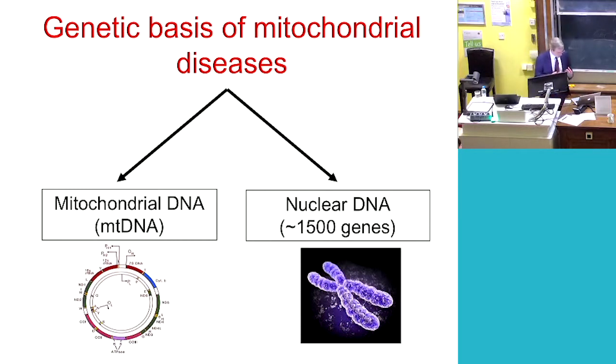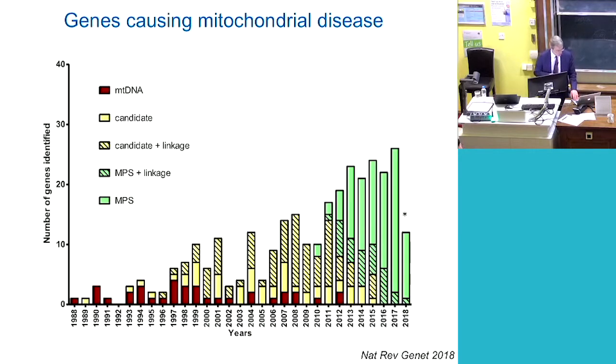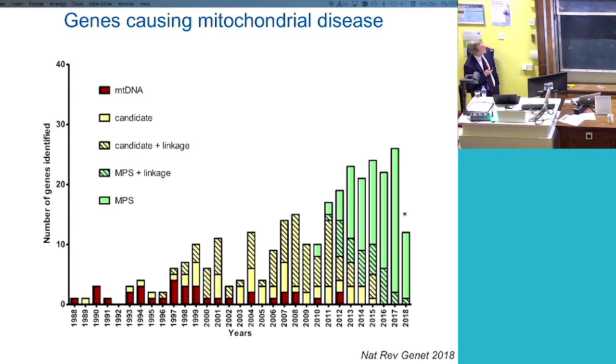And if we just look at the way this field's unfolded over the last 25 or so years on this slide, this is a summary of the number of different genes that have been identified in patients with mitochondrial diseases from 1988, when the first ones were found in red here, mitochondrial DNA, through to the back end of last year when we updated this.